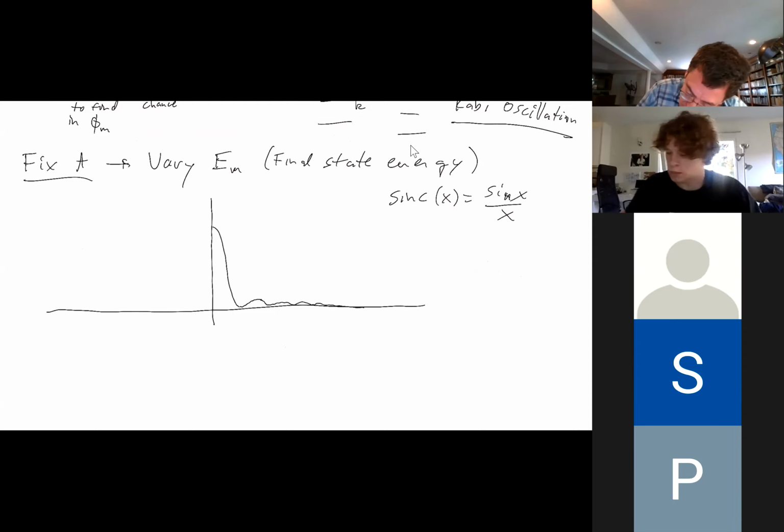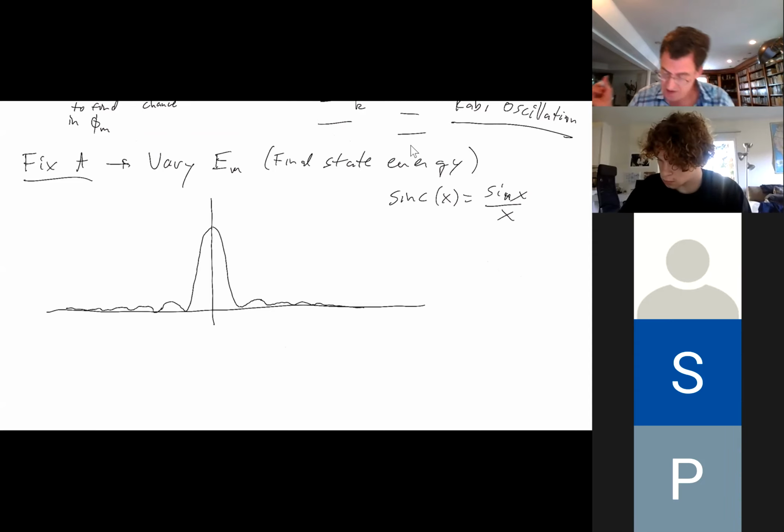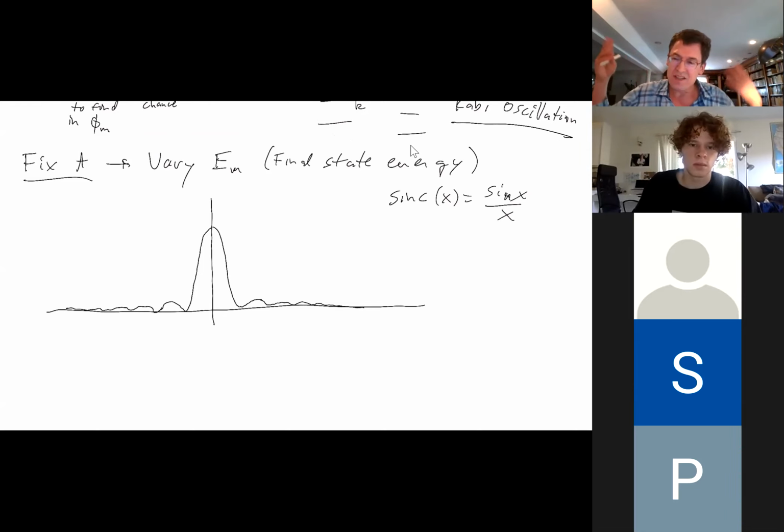And now the same thing on the other side. I'm not good at drawing it, but that's a sinc function. So that should look familiar, and that's very familiar from diffraction. I'm not going to go into diffraction, although that is relevant for this discussion, but it's just too many things to talk about.